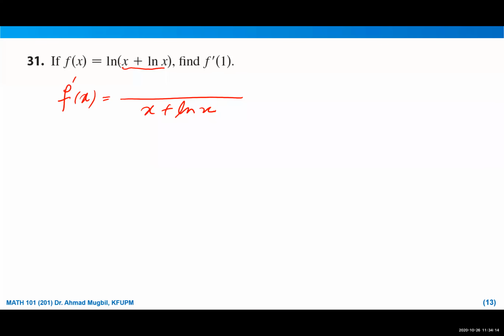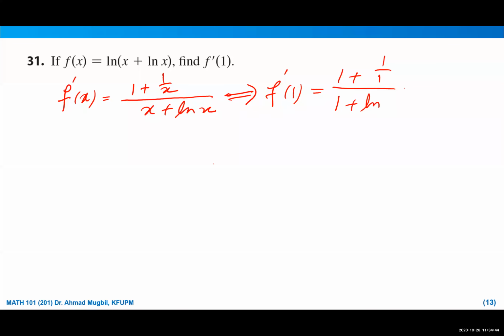And now differentiate this. Now what you will do here, you will multiply by the derivative of the argument. What is the derivative of the argument? The derivative of x is 1 plus the derivative of ln x is 1 over x. So here we are. Now simplify. What is remaining is simplifying. Or stop here and say this implies that f prime at 1 will be what? 1 plus 1 plus ln 1. It is 2 over ln 1 is 0, so it is 2 over 1, it is 2.